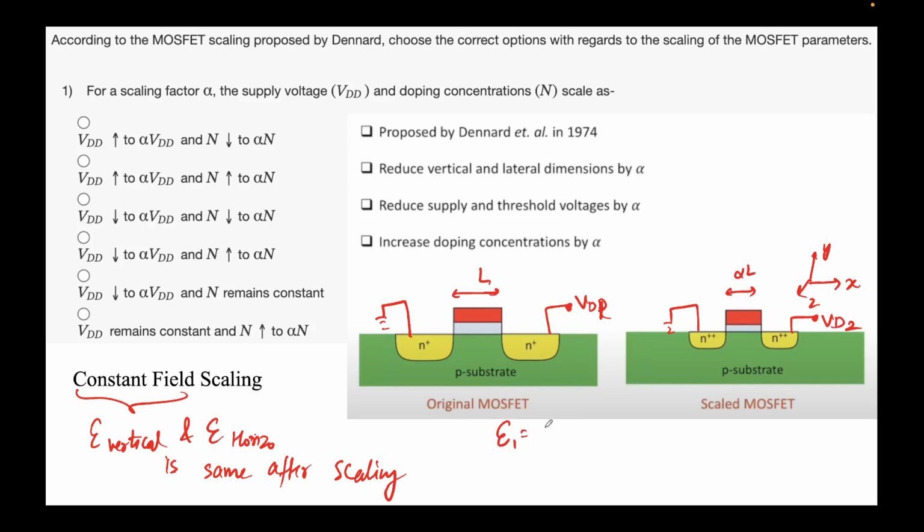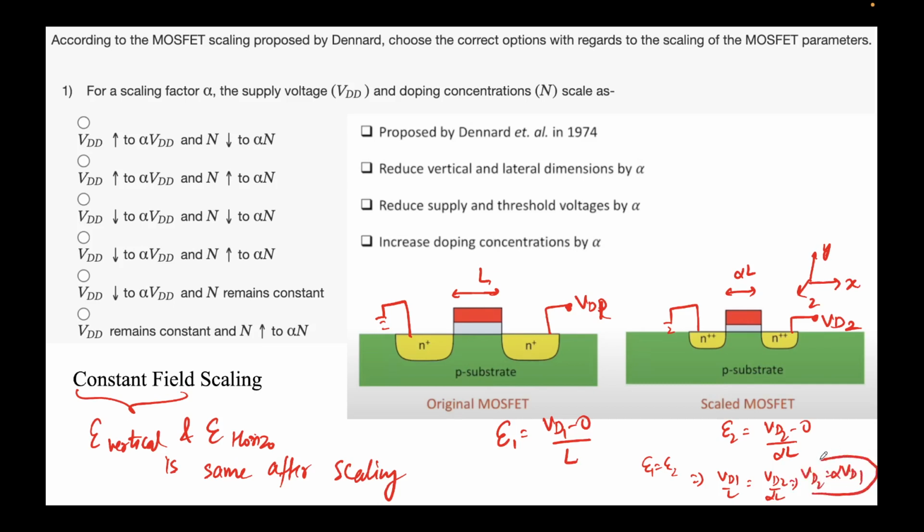So what is the electric field here? Let's write E1. It will be VD1 minus 0, I'm talking about in the x direction, right, over L. A very simplistic thing I'm drawing, and E2 here would be VD2 minus 0 over alpha L. We want constant electric field, correct? So E1 should be equal to E2. If I do that, you get VD1 over L equal to VD2 over alpha L. This means VD2 equals alpha times VD1.